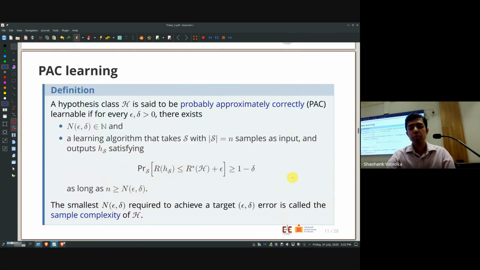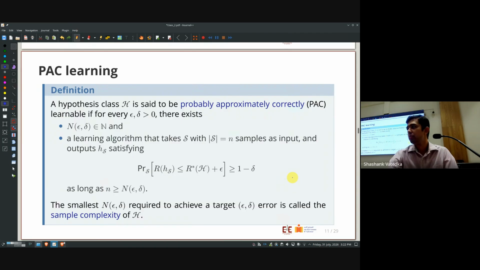Okay, so now, as I said earlier, the predictor that you choose, your learning algorithm, takes the data set and the hypothesis class as input and outputs a predictor h_S, which depends on the data set. Now, if the data set itself is random, then the predictor that is output by the learning algorithm is also random, and it's impossible to do well all the time.